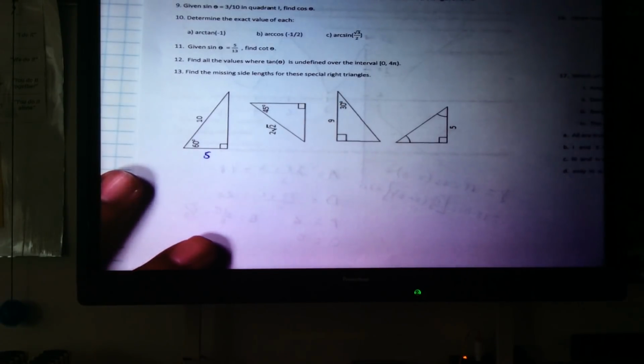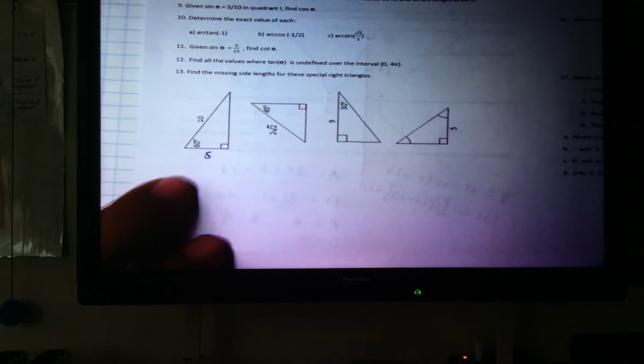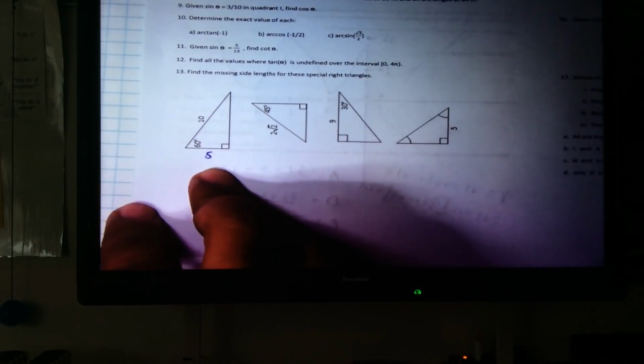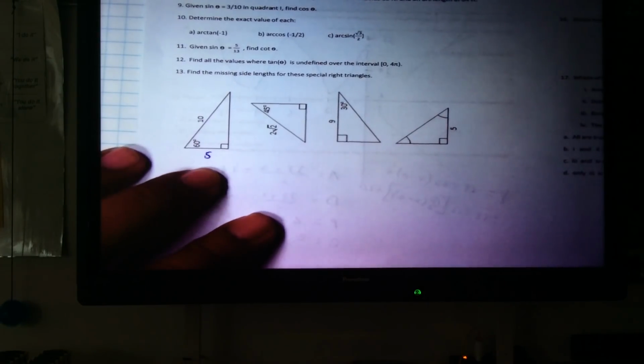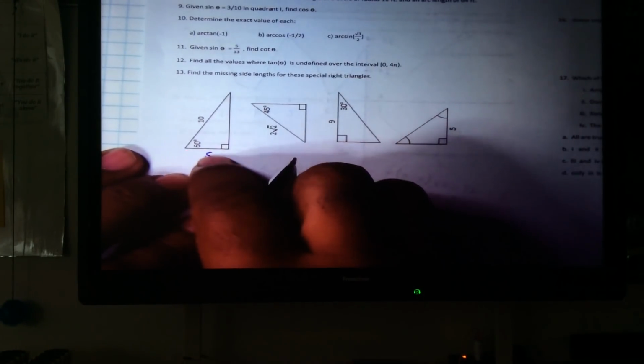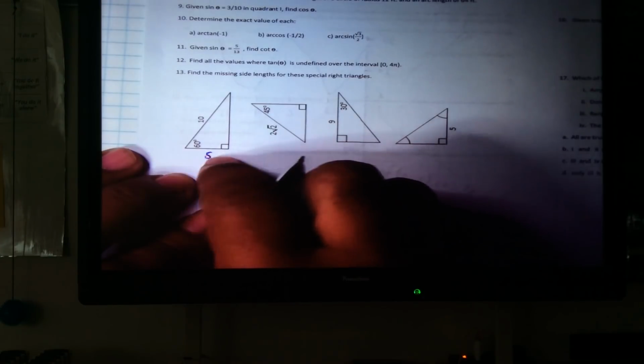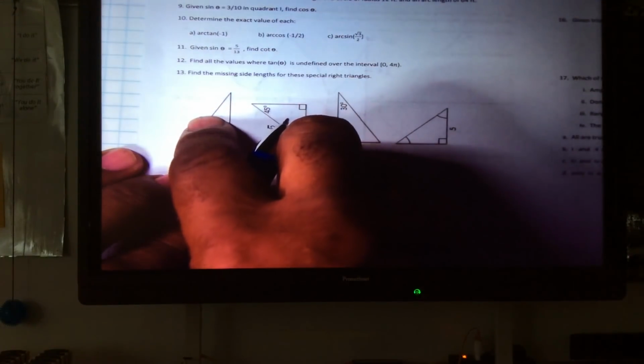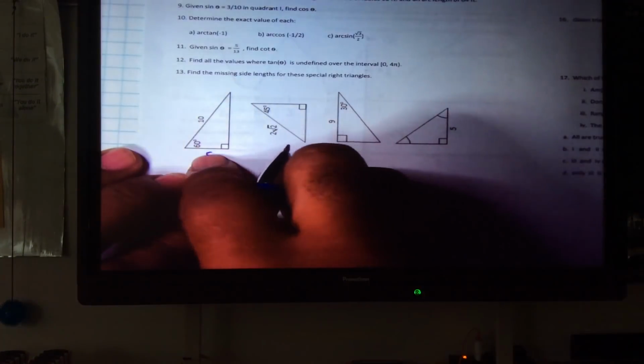Okay, you ready? Now you can use the Pythagorean theorem to get this last side here. Why did you put 5 there? Because the cosine of 60 degrees is 1/2. This side divided by this side has to be 1/2. So that means this side has to be 5.